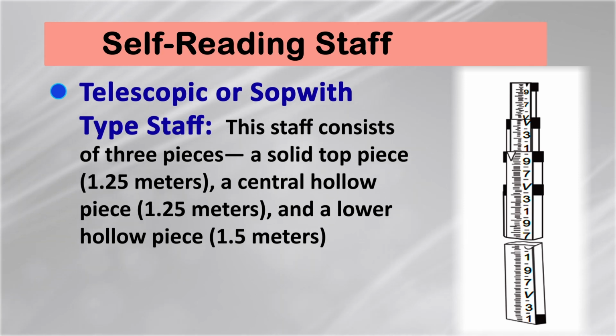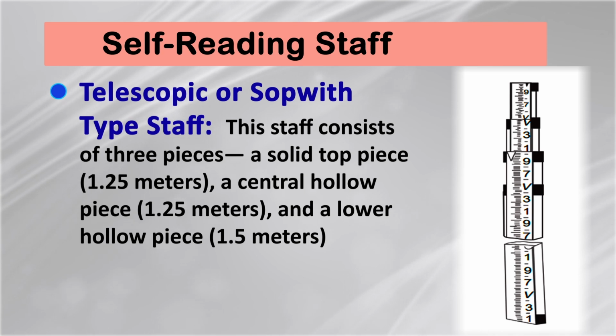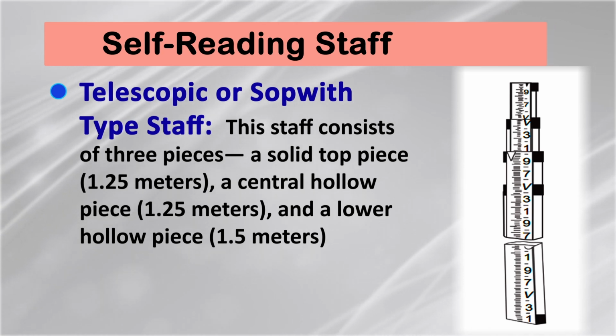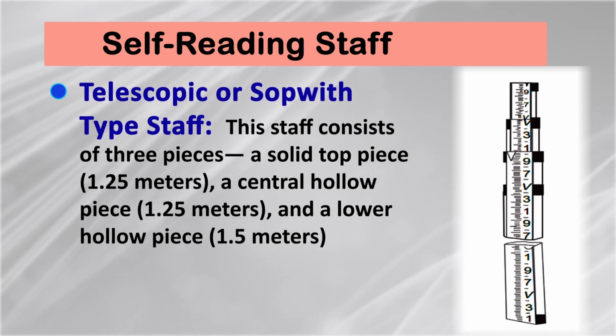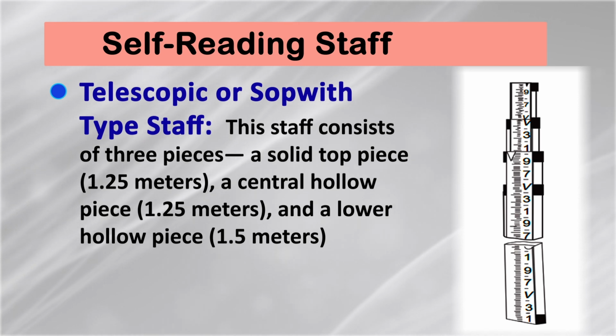The divisions are marked in 5 mm increment with red meter numerals and black decimeter numerals. The staff's graduation appear inverted when viewed through the telescope, and it must be fully extended for accurate use.